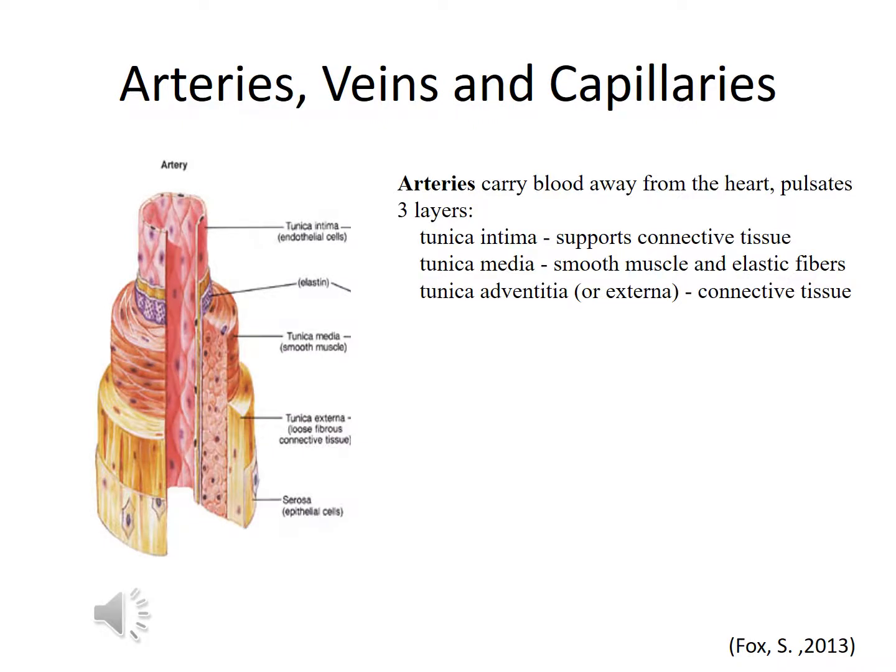The arteries are important because they carry blood away from the heart. They have pulses when you feel them. These different layers, such as the tunica intima, supports the connective tissue. The middle portion, the media, again, smooth muscular tissue with all the elastic fibers. And then the externa, or the outside, is surrounded by all that connective tissue. So when you introduce a catheter, you have to go through all those different areas.